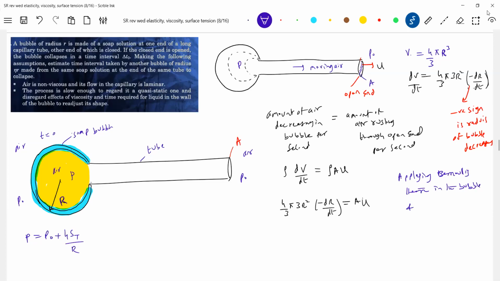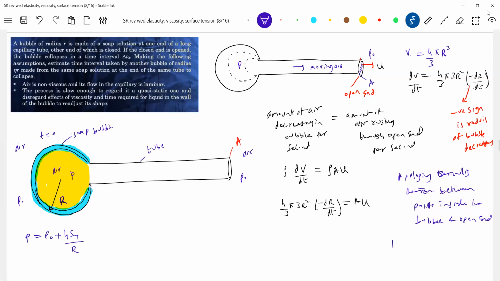In the bubble, and between the bubble line, between, I should write, no? Applying Bernoulli's theorem between points inside the bubble and the open end. Okay, what is Bernoulli's theorem?